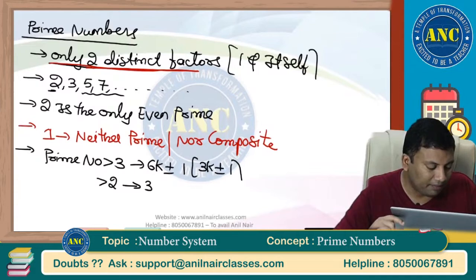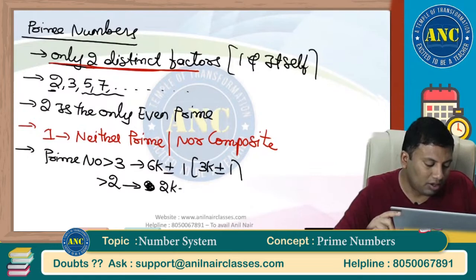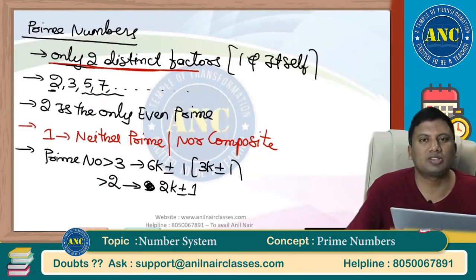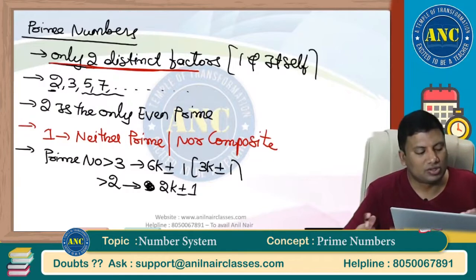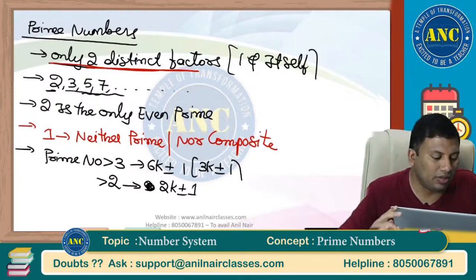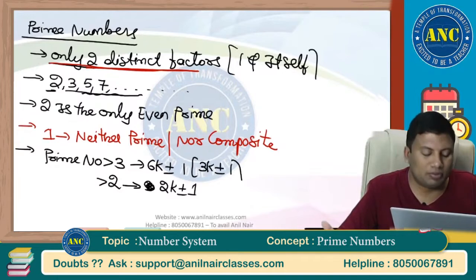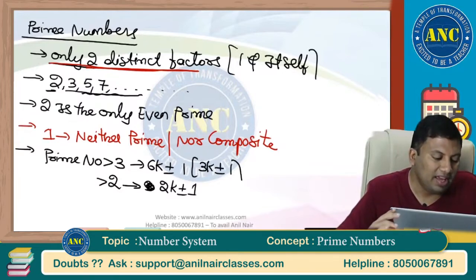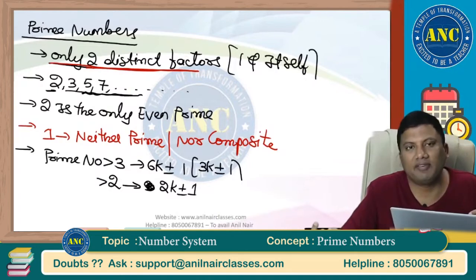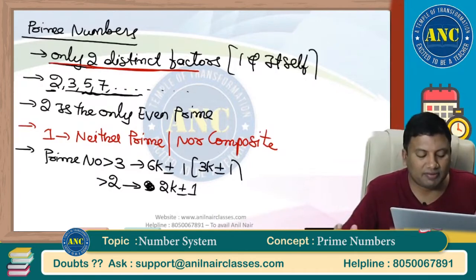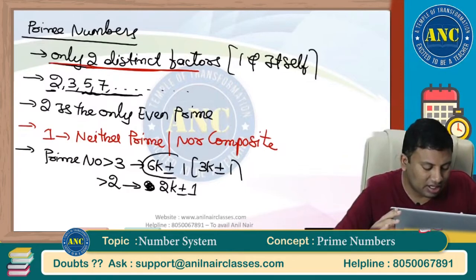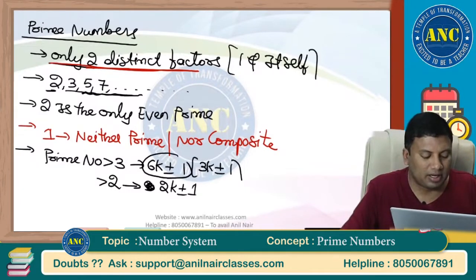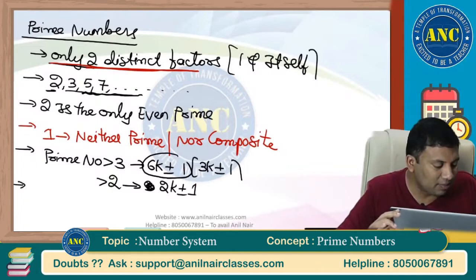Any prime number greater than 2 is an odd number. An odd number can be of the form 2k plus or minus 1. Any prime number greater than 3, like 5, 7, 11, 13, 17, 19, is of the form 3k plus or minus 1. So, in general, we will use 6k plus or minus 1.